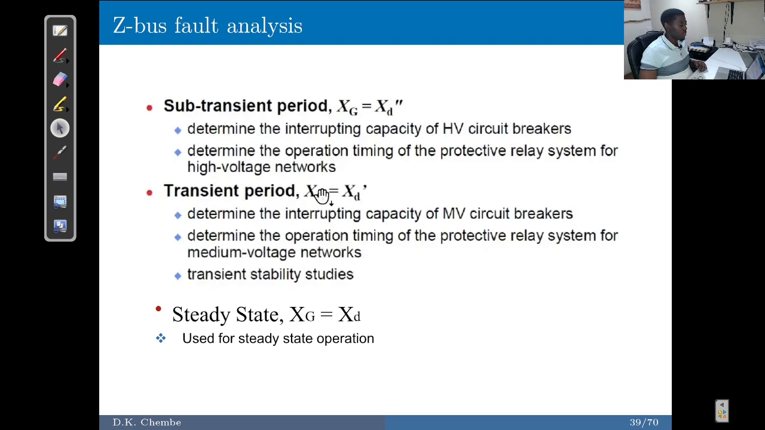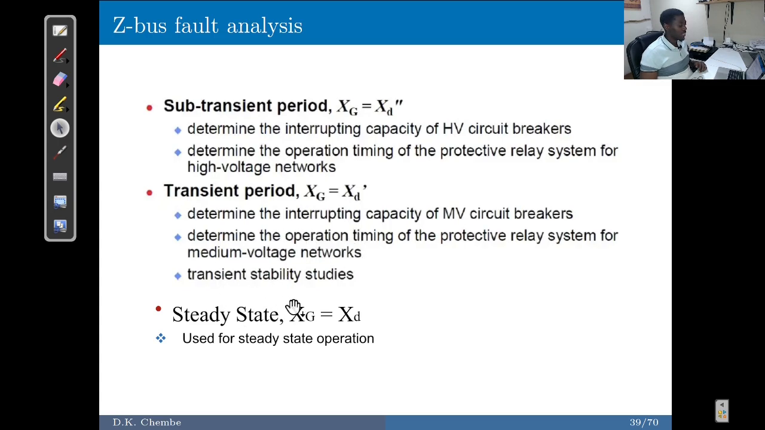In the transient period, the synchronous generator reactance is taken as Xd single prime. This is double prime. So we use this to determine the interrupting capacity of the medium voltage circuit breakers, and we use the transient period to also determine the operating timing of the protective relay system for medium voltage networks. Equally, we utilize this transient period for transient stability studies.